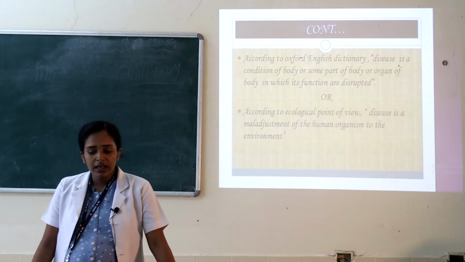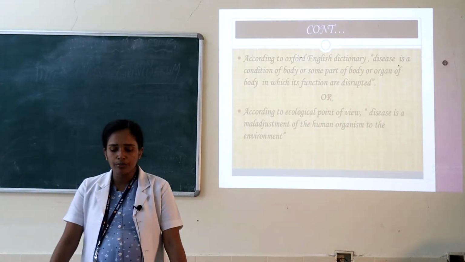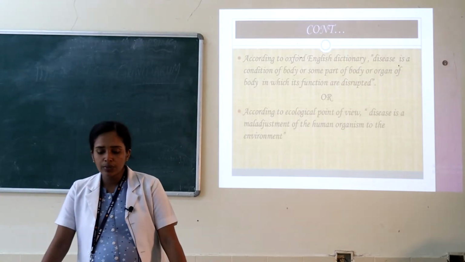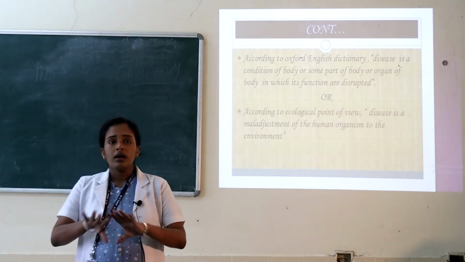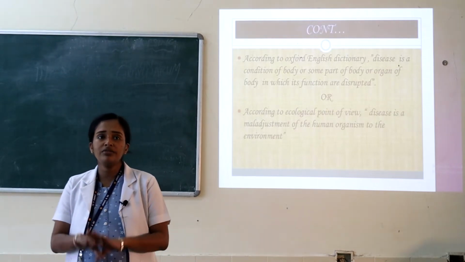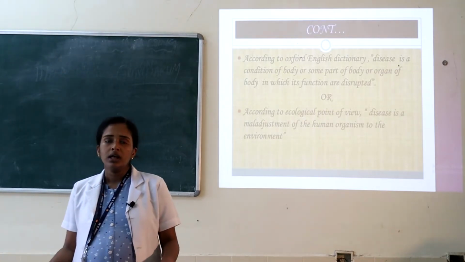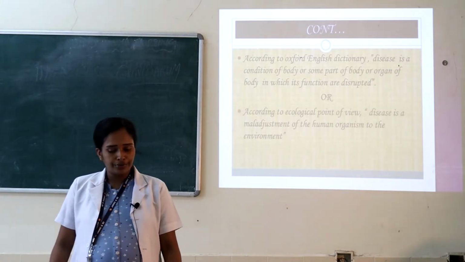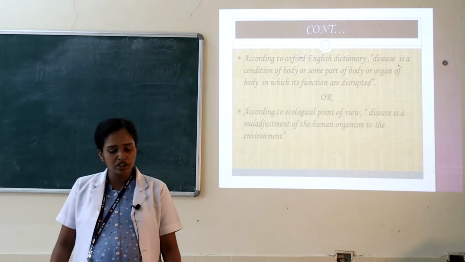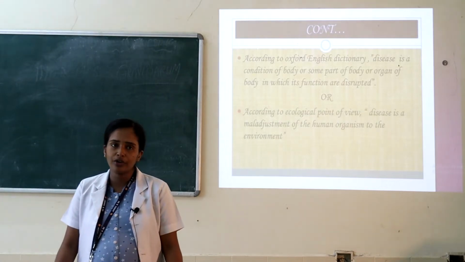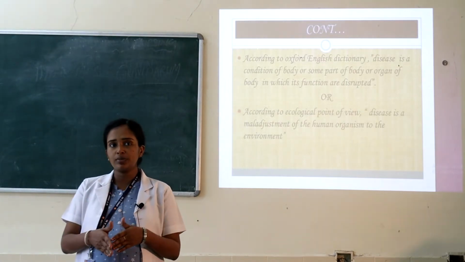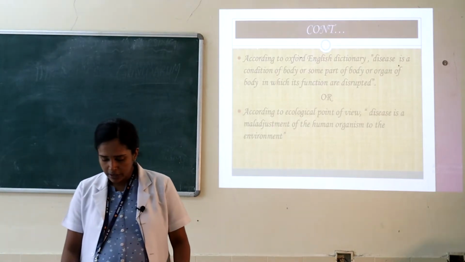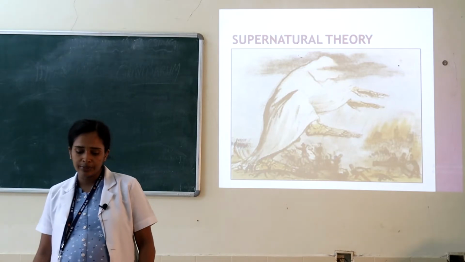Then according to the English dictionary, disease is a condition of the body or some part or organ of the body in which its functions are disrupted. So, if the body functions are disrupted or interrupted, that particular state is called disease. Then from the ecological point of view, disease is a maladjustment of the human organism to the environment. So, these are some of the definitions of disease.